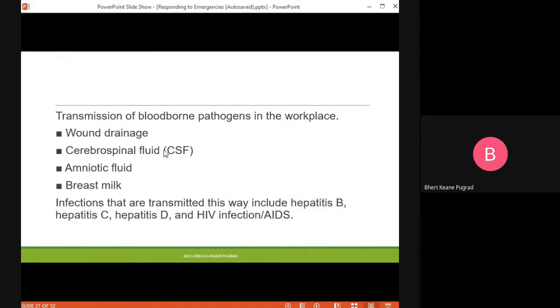So, transmission of bloodborne pathogens may occur in the workplace through wound drainage, cerebrospinal fluid, amniotic fluid, and breast milk. So, infections that are transmitted this way may include hepatitis B, hepatitis C, D, HIV, and AIDS. Okay? That's why very crucial ang mga to. Kapag may mga hawak tayong mga patient na merong mga drainage na ganito, merong sugat, dumudugo, okay? We always need to protect ourselves as well.